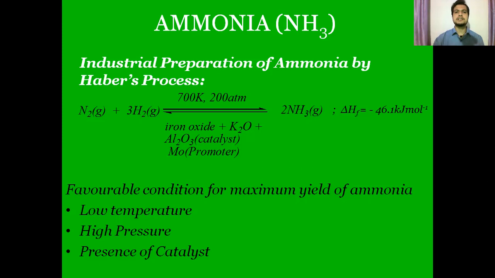This particular reaction is carried out at a very high pressure, nearly 200 atmosphere. Now, why is it so? According to Le Chatelier's principle, any reaction which is accompanied by a decrease in the number of moles, which you can see, nitrogen is reacting with hydrogen, which is 1 and 3. So the total number of moles is 4, and 4 moles is giving you 2 moles, which tells us that the number of moles in this particular reaction decreases as it proceeds forward.